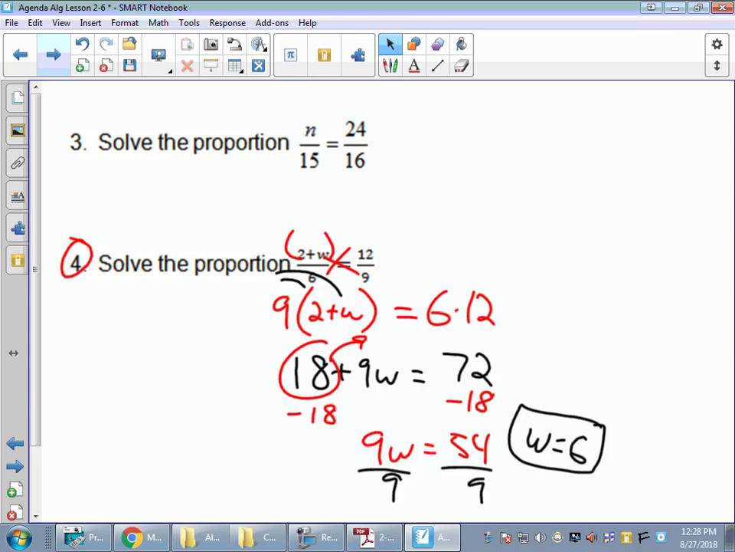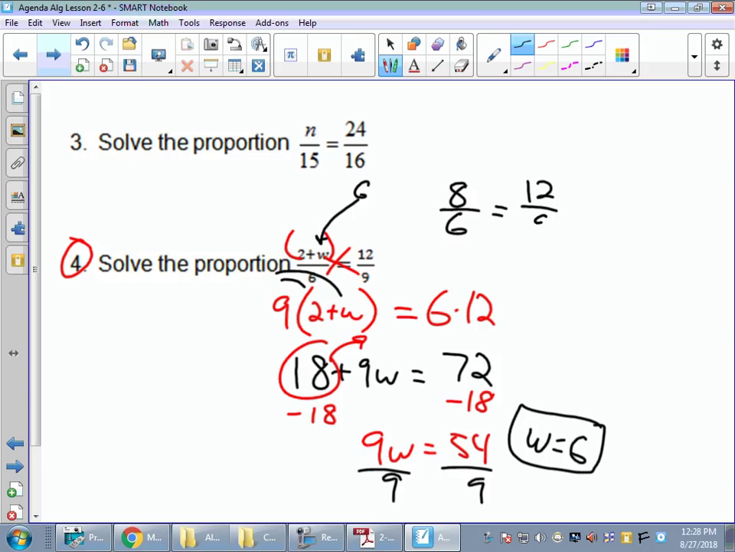Okay, we can check our answers here, too, if we just plug in this 6 that we got for our answer, plug it in for w, and see, okay, well, 2 plus 6 would be 8 over 6, and then that equals 12 over 9. And so you could check that here by using your cross products, or you could simplify and see if it turns out to be equivalent fractions, which they are.